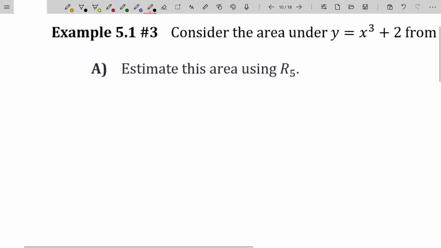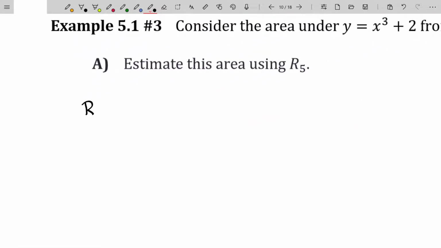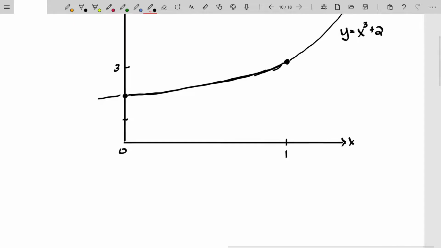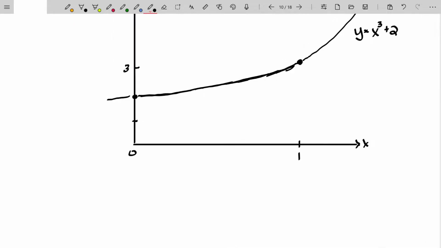So R sub 5 as a formula is just going to be that Riemann sum, i equals 1, but we'll end at 5 because that's what n is. And we're going to look at f of x sub i times delta x. The reason why it's f of x sub i is because we're using right endpoints. Let me showcase that here.